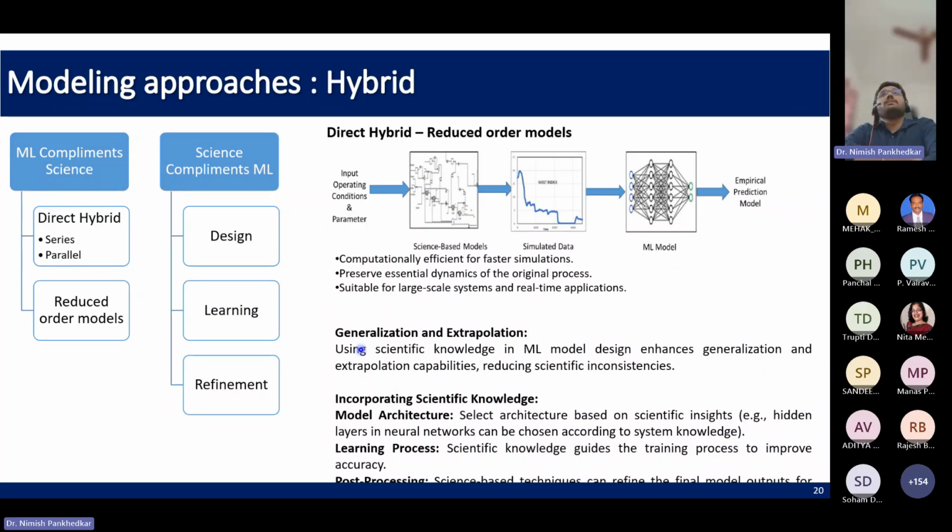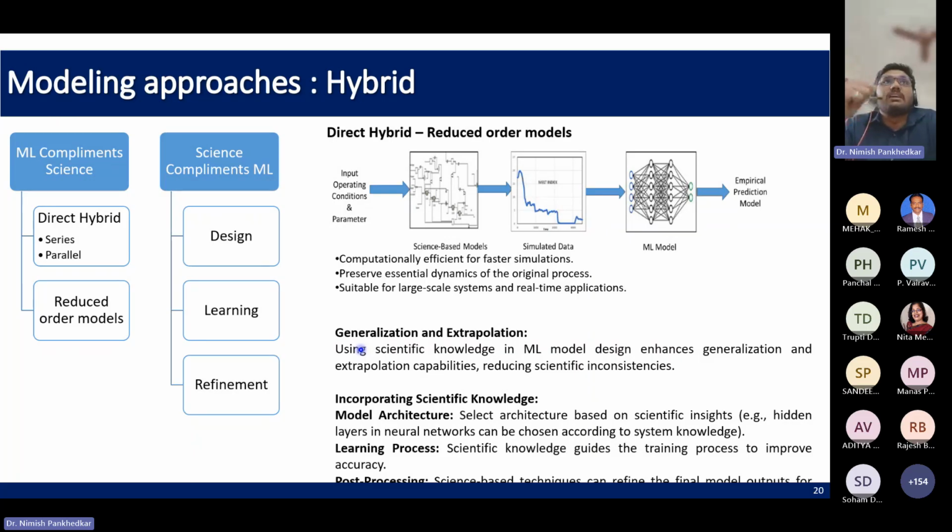Coming to the area where the science complements ML, this is basically using your scientific knowledge to develop the ML model to make them more generalized. So, for example, when you try to select the model architecture, you try to select it based on some scientific insights. Like when you are doing some neural networking, or some kind of advanced algorithm, you need to tweak some layers, you need to tweak some parameters. So if you have an understanding of the process or understanding of the physics, it becomes easier for you to implement, or it becomes easier for you to tune your data driven models.